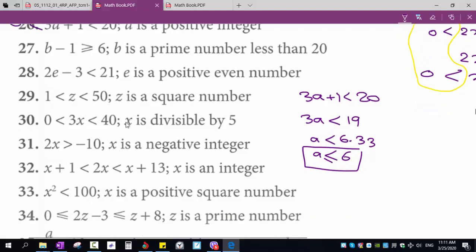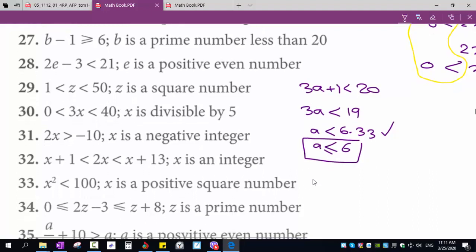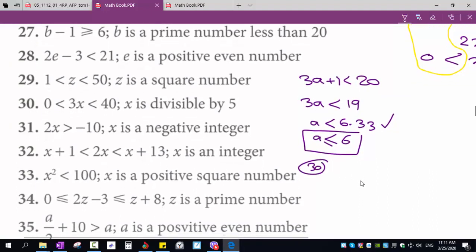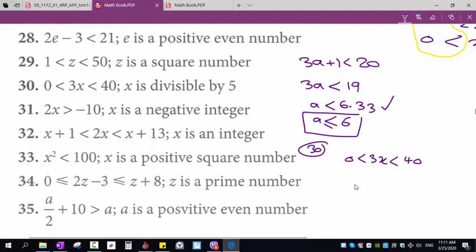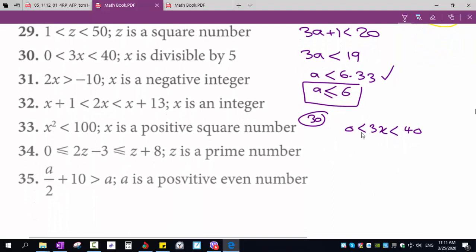These inequalities, you just normally solve it. After you got the solution, then think about the condition. Now let's do 30, for example. Question 30, 0 is less than 3x and it's less than 40. Now, how can we solve this? Firstly, we divide all of them by 3. 0 divided by 3 is still 0, less than x. And 40 divided by 3 is 13.33.